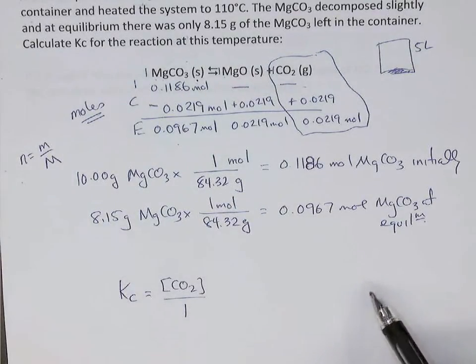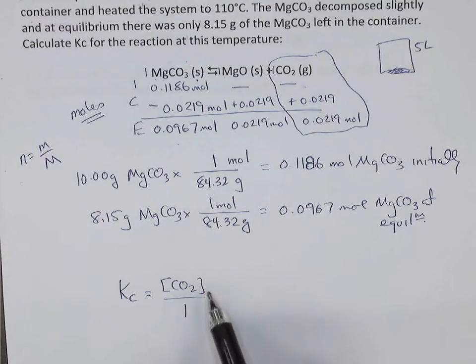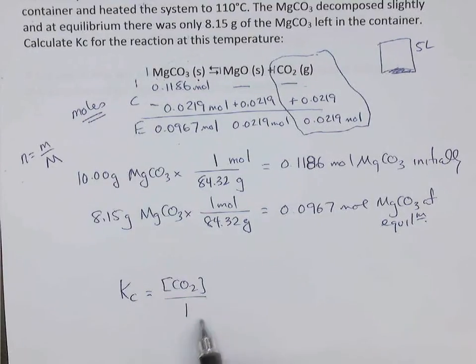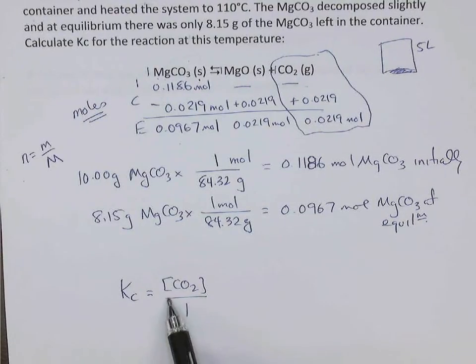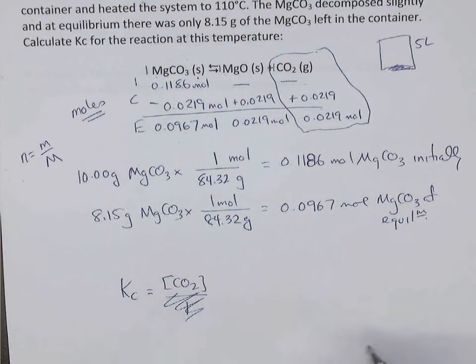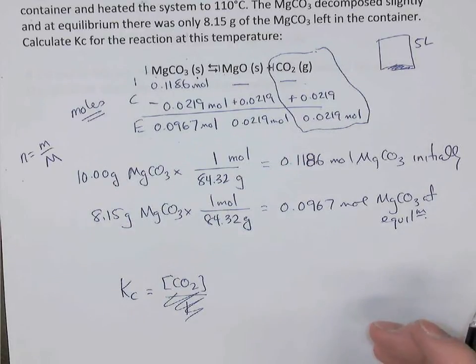Remember that solids and liquids have constant concentrations. They're not compressible, and so their concentrations are constant. That means that we don't include them. We only include gases and aqueous species because their concentrations can change during a reaction. Since there were no reactants to include, we'll just put over 1, or in this case we really could have just said concentration of CO2, because dividing by 1 doesn't do anything.